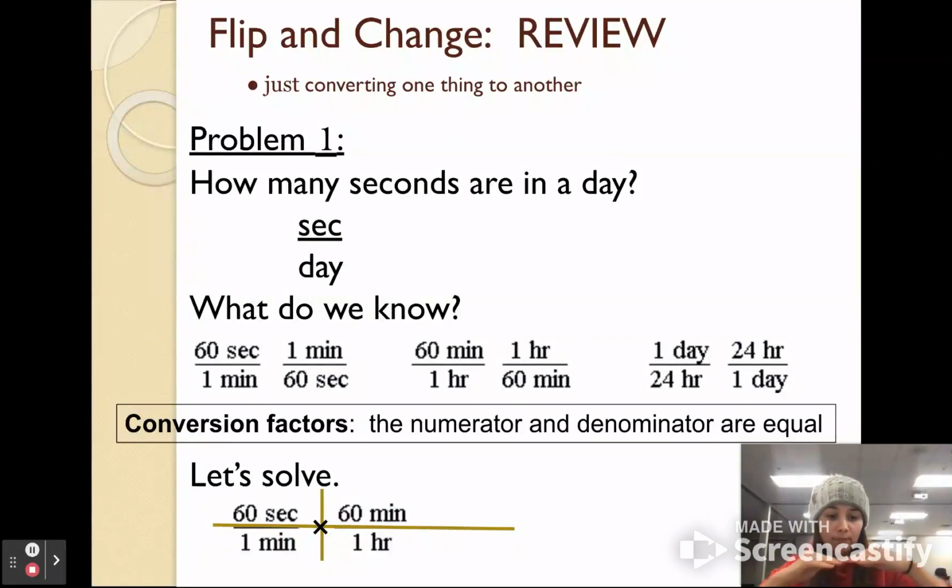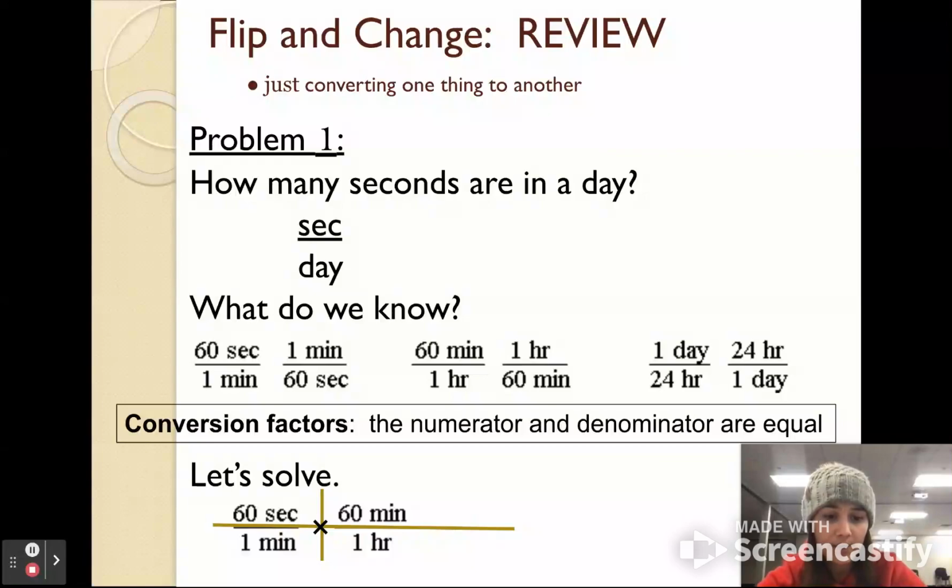So here's what you're going to pick. I have hours on the top or on the bottom? I have hours right now on the bottom. Where do I need hours to be to get my hours on the bottom to cancel? You said hours on the top. You are correct. So we want a good conversion factor with hours on the top, days on the bottom.